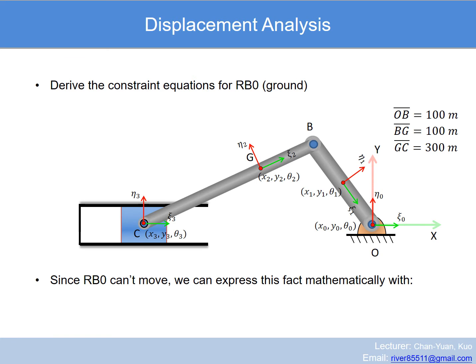Okay, let's first start with the constraint equations for the ground. Generally, we usually assume that the ground doesn't move. Therefore, its coordinates x0, y0, and theta 0 should always remain constant. And in this case, it happens that x0, y0 are at the origin of the global coordinates, and that the orientation of the ground in the global coordinates, theta 0, is 0. Therefore, we can easily derive these three constraint equations shown here.